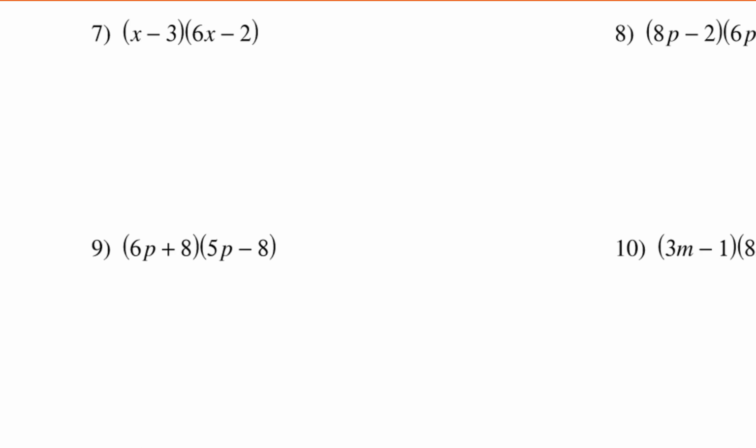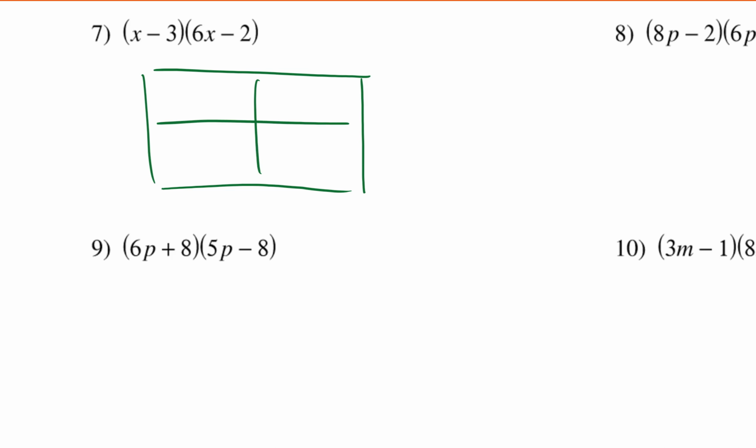So, question 7. Jamie, what sort of box is it going to be? A 2 by 2 box. Okay, there's my 2 by 2. Where's going to go where? X and then negative 3 on top. So, x and negative 3 there. Yep. And then 6x and negative 2 there. Yep, cool. What's the area of that rectangle just there?